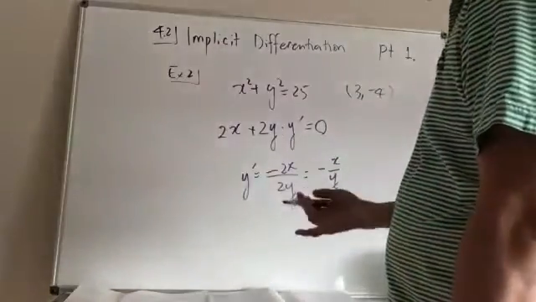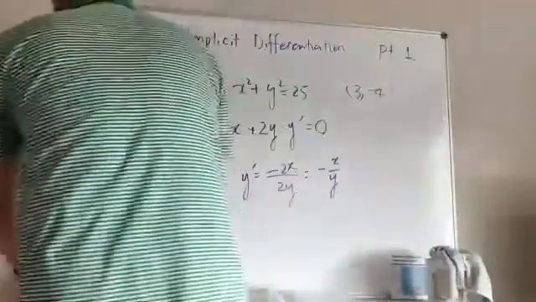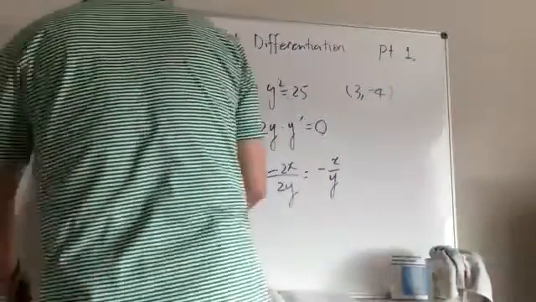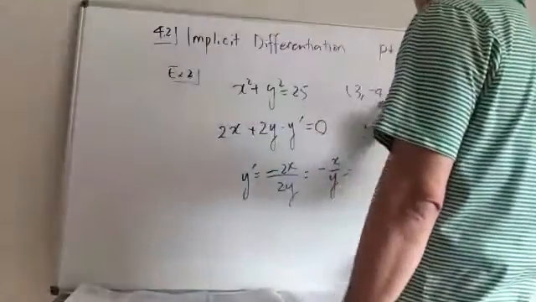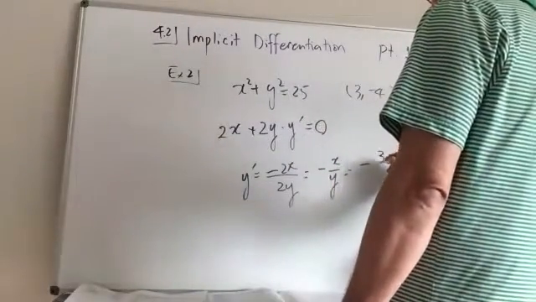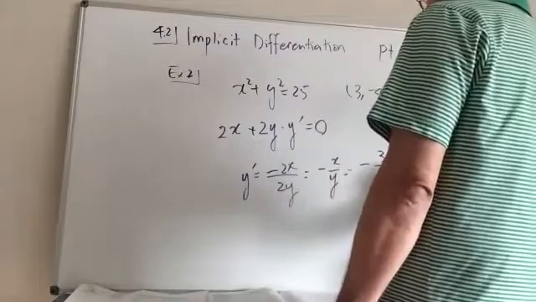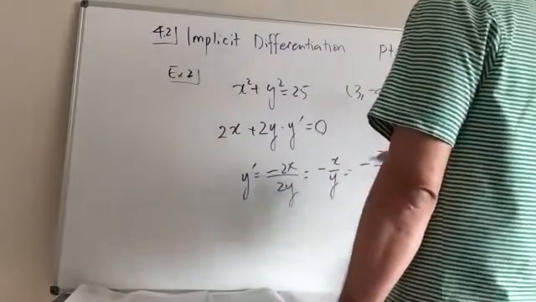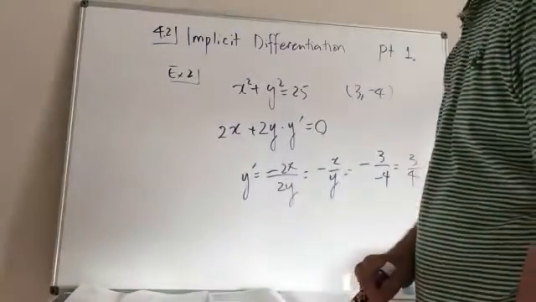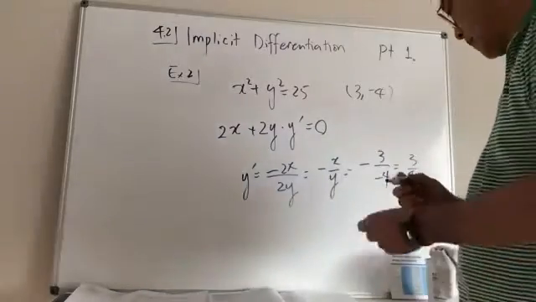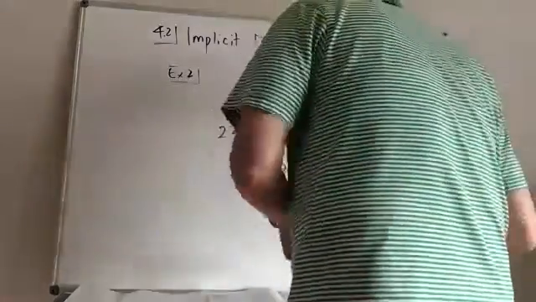So the slope here at 3 and negative 4 is going to be negative 3 over negative 4, which is basically 3 over 4. So you see how I did that? That's how you would do it.